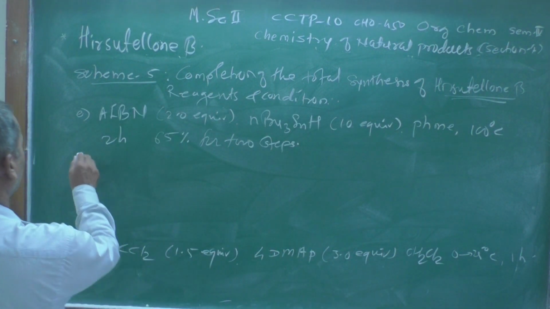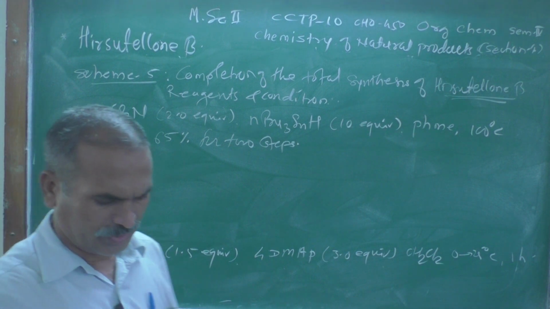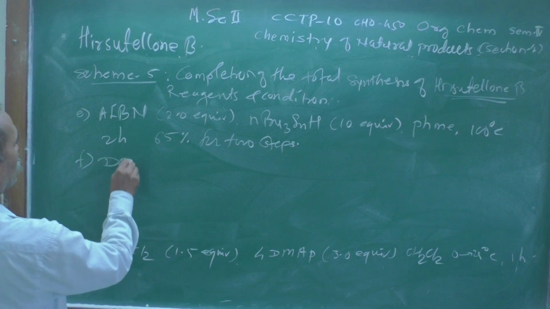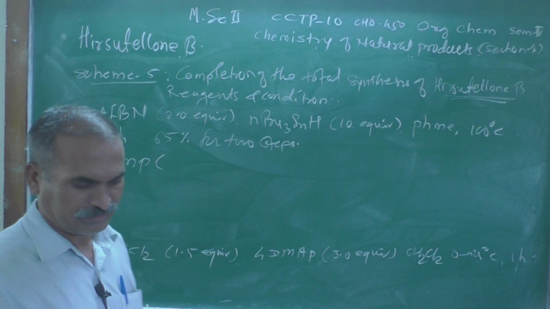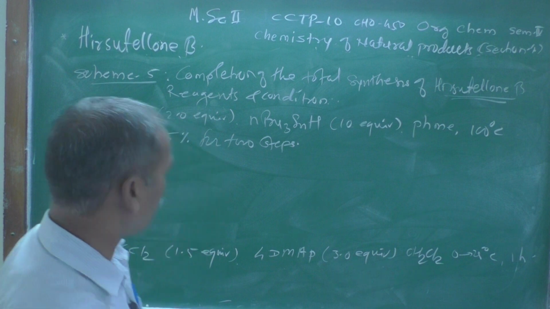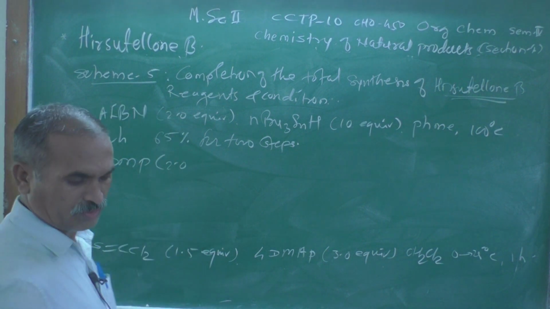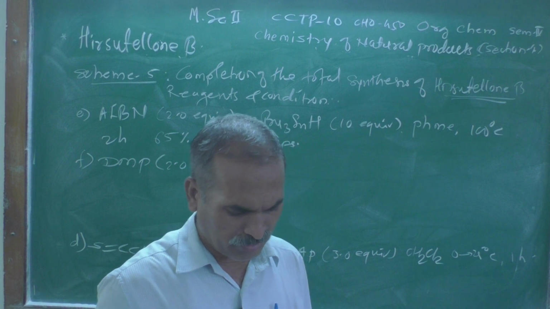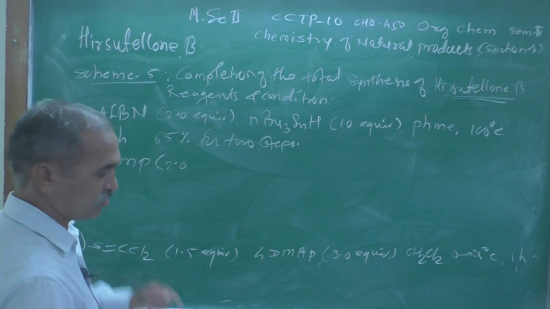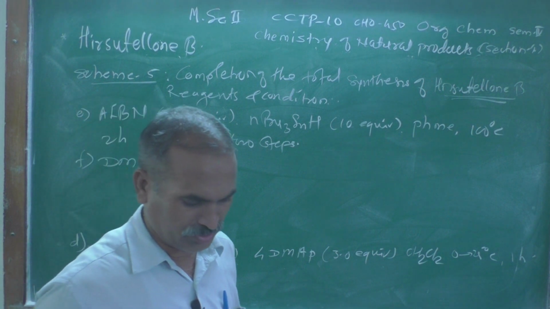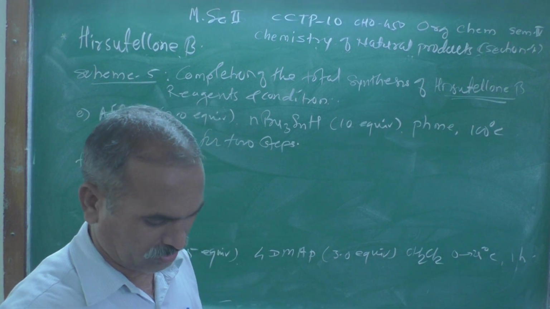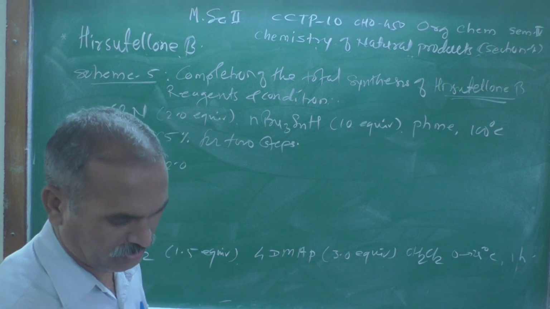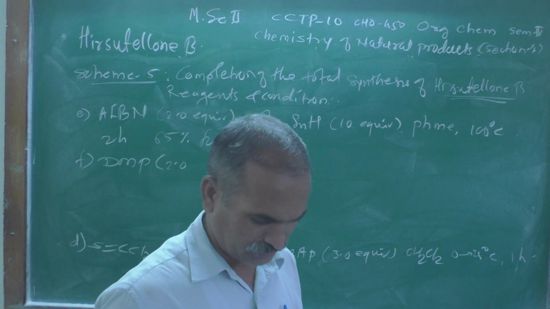And now the F reagent. The F reagent is DMP, taken at nearly 2.0 equivalent. DMP means dimethoxypropane, which is a combination of acetone and methanol. When it is treated with water, we will get acetone and methanol. So that is there.